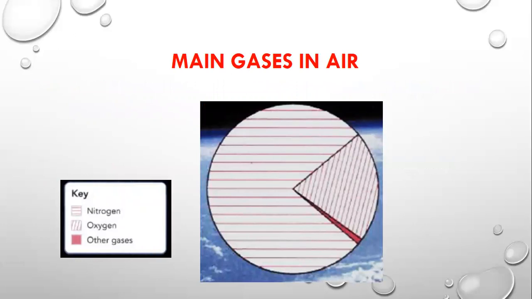That gives us the main gases in air. As we see here, the percent of nitrogen is the maximum, 78%, and then oxygen about 21%, and then other gases 1%, including argon, carbon dioxide, helium, water vapor, smoke and dust, and other liquid and solid particles too.